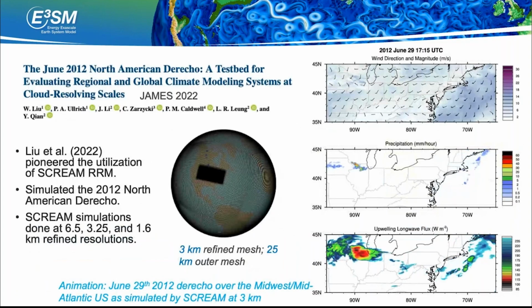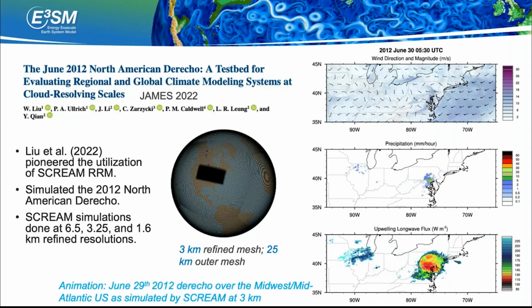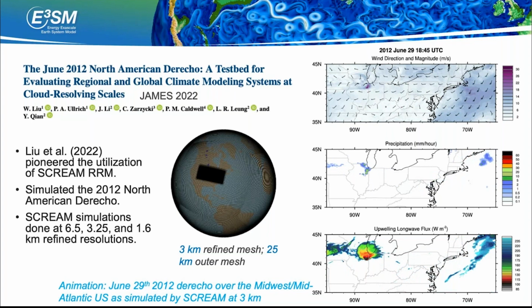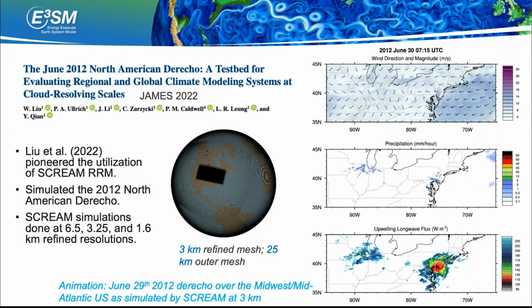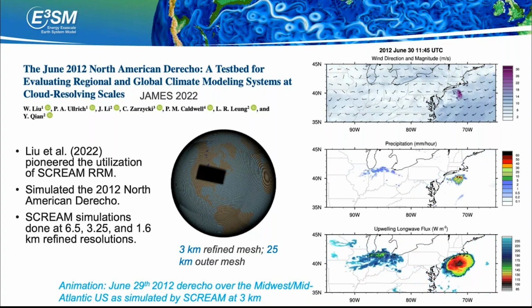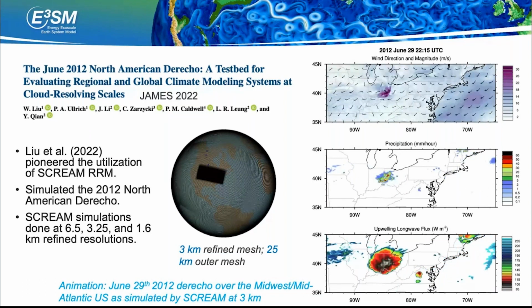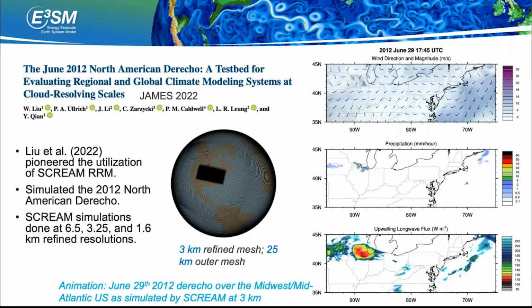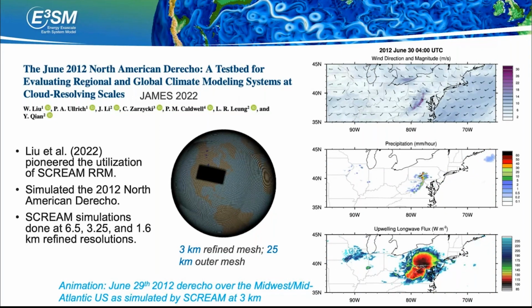Next slide, please. The first use of RRM was by former postdoc Wei-Ran Liu at UC Davis. In this pioneering experiment, she used SCREAM RRM to evaluate how SCREAM performs in simulating an extreme weather event, specifically the 2012 North American derecho, which was one of the deadliest and most destructive, fast-moving, severe thunderstorm complexes in North American history. In their example, the outer mesh was 25 kilometers, and they tested refined meshes from 6.5 to 1.6 kilometers, including SCREAM's default resolution of 3.25 kilometers.